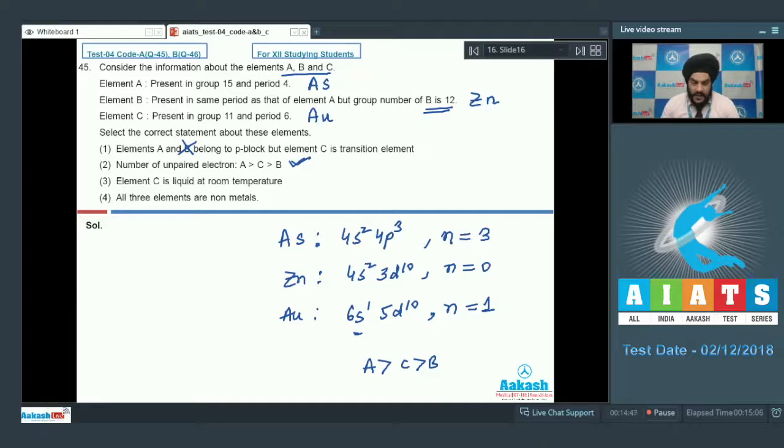If you look at the third statement now, element C is liquid at room temperature. Students, this statement is incorrect. The element C is gold and gold is not a liquid at room temperature. If you talk about statement 4 now, all three elements are non-metals. Students, this statement is incorrect. We have gold, we have zinc, those are metals. Students, the answer which we are looking for in this question is option 2. Let us look at the next question now.